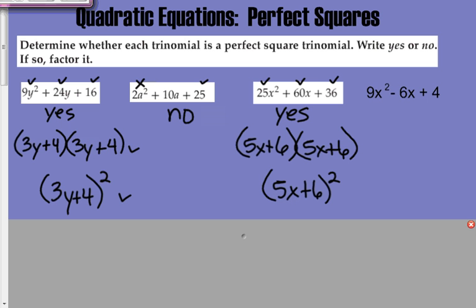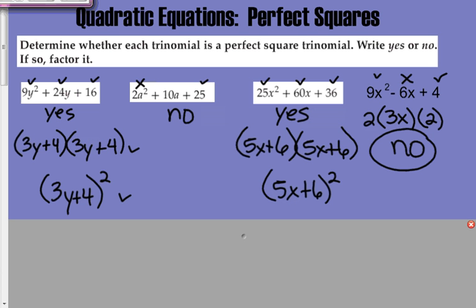Okay, let's check the next one. 9x squared is a perfect square, 4 is a perfect square. Now let's square root and check the middle term. 9x squared square root is 3x. 4 is a 2. Then we have to double it. 3x times 2 is 6x. 6x doubled is 12x, not negative 6x. So this is not a perfect square trinomial. So it's a no. There's our answer for that one, because the middle term did not work. All right, let's keep going now.